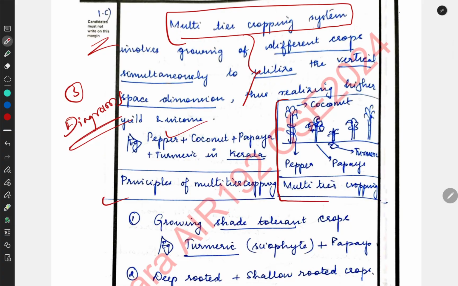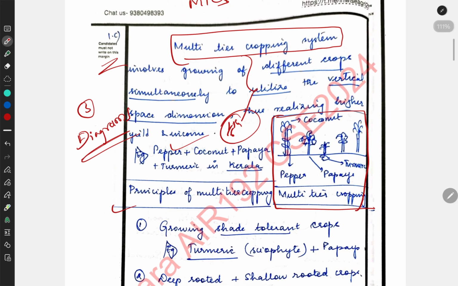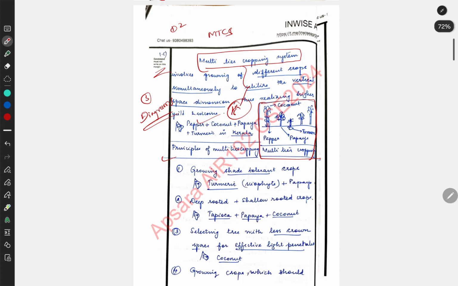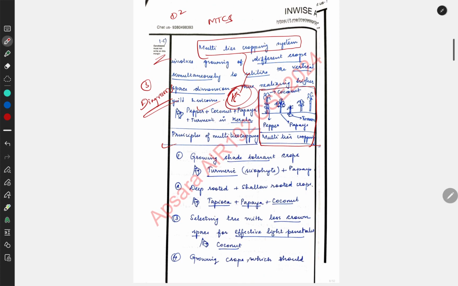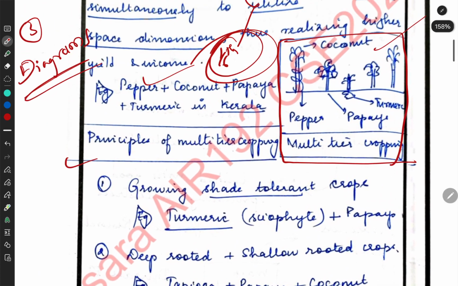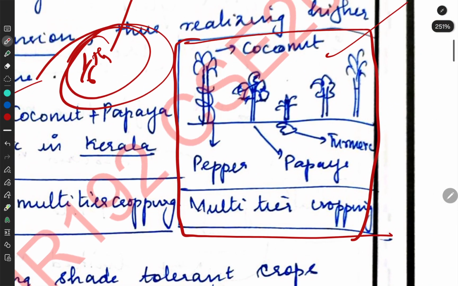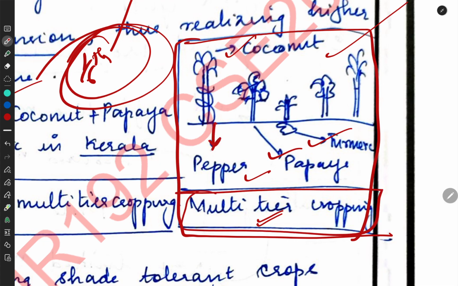And look at here. She is using, I think, 1/6 of the page. We'll zoom out and we'll come to know that. See, 1/6 of the page she is using and she is representing. Wait, I'll zoom in. Look at coconut, pepper, papaya, turmeric. Right? This is exactly what a multi-tier cropping system looks like. See, she labeled properly, for each plant she labeled and showed the arrow mark, and she has written this in an exam-like condition, right?